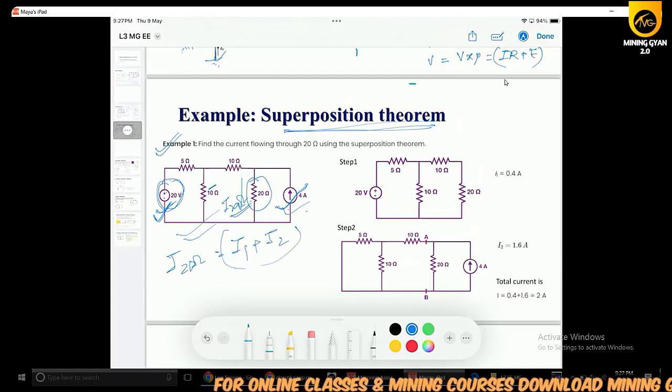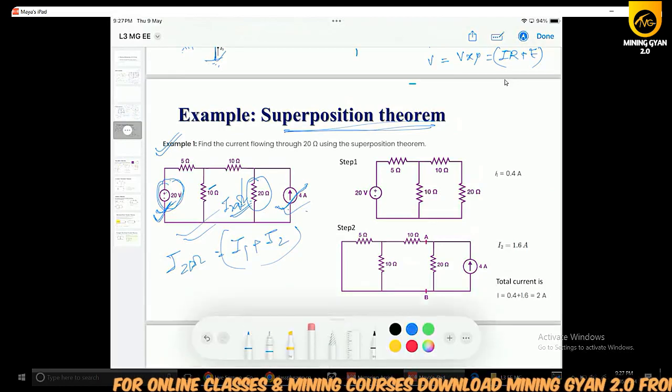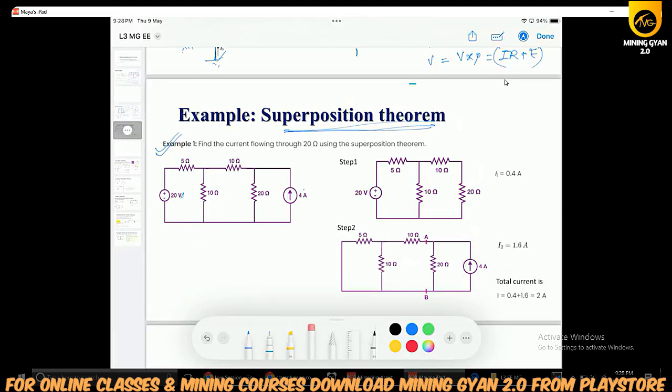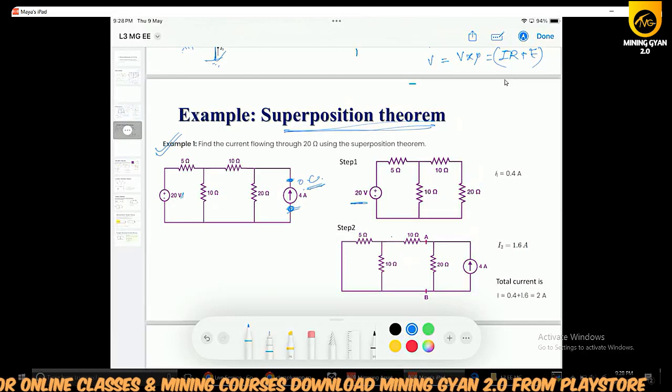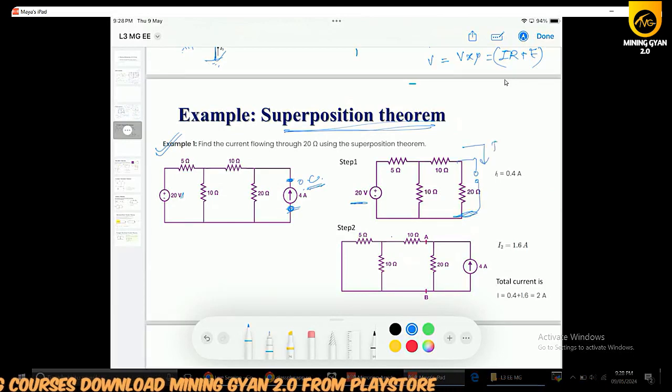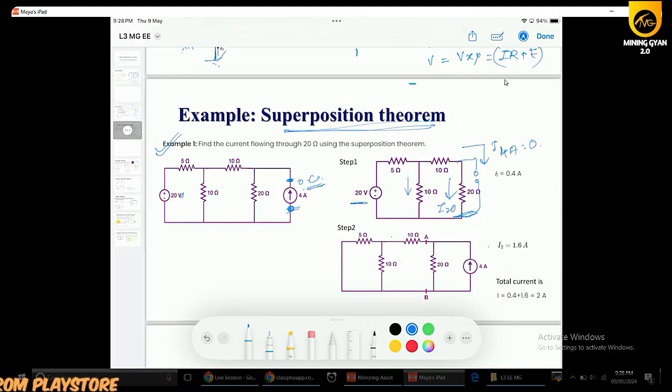So first we go for step 1. What is step 1? We want to consider the 20-volt source first, so we have to kill the current source. To kill a current source, we make it an open circuit; a current source has to be open circuited, and a voltage source has to be short circuited. If we open circuit it, there will be no current flowing across it, so the current through the 4 ampere source is 0. Then we can calculate the current flowing through the 20 ohm resistance, and that will be your I1.